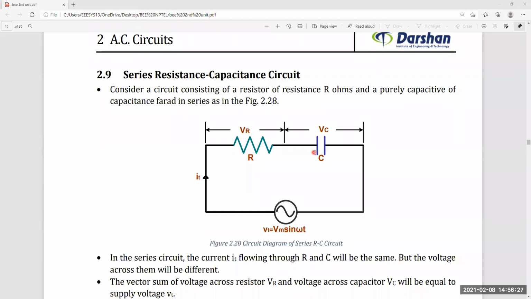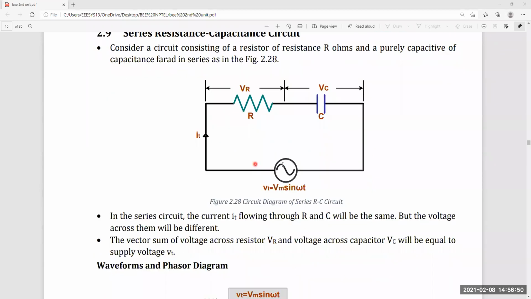Inductor current lagging concept. Capacitor voltage lagging concept. The voltage across the capacitor lags the current by 90 degrees. That means current leads the voltage by 90 degrees across the capacitor. But across the resistor, voltage and current are both in phase.